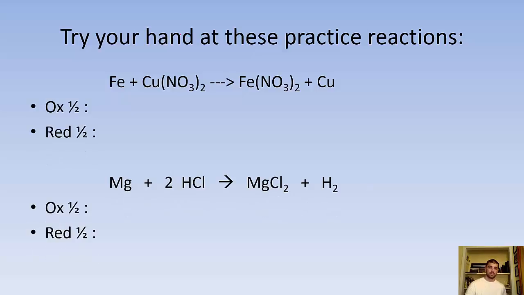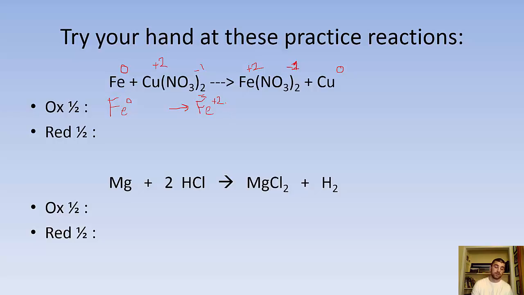So we got iron. By itself is 0 charge. Copper with 2 nitrate ions, each -1, tells me that the copper is +2. Over here, iron is with 2 nitrates, so I know that it must have a +2 charge because each nitrate is -1. Copper by itself is 0. So the thing that's oxidized, the thing that went up in charge, was iron. Went from Fe 0 to Fe +2.